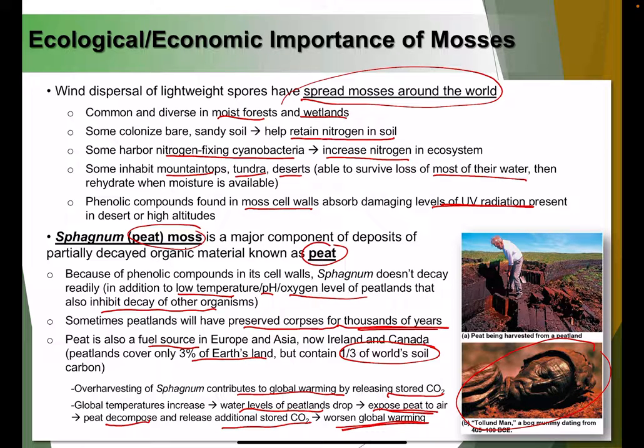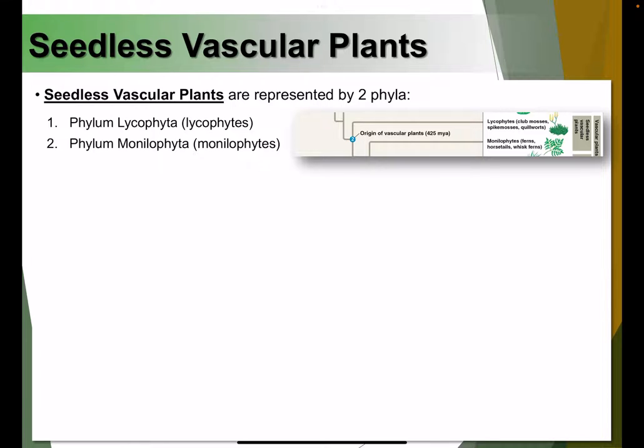So we need to do our best to minimize this increase in climate change that we've been contributing to global warming. We need to stop and minimize that contribution of releasing carbon into the air. So now moving on to the next category of plants, which are the seedless vascular plants. We're almost close to the end of the chapter, okay, so trust me.